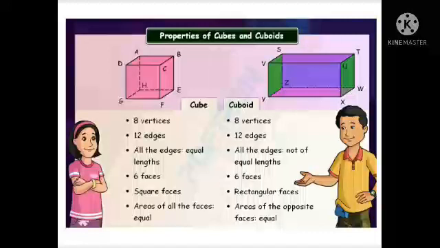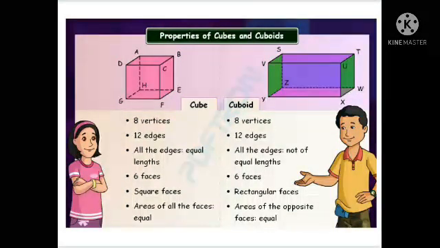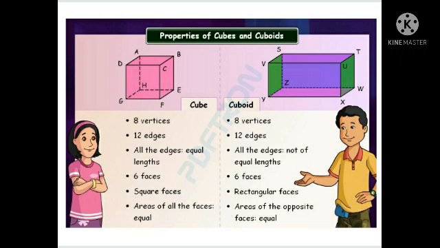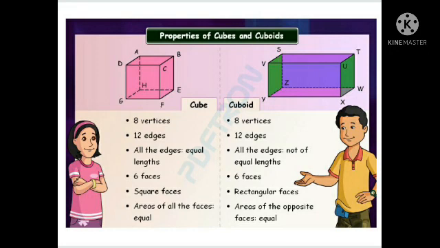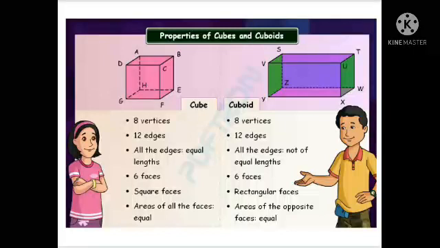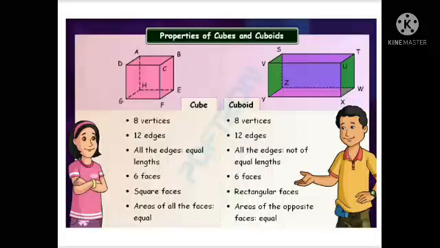These are similar in both cases, but in the case of a cube, all the edges are of equal length. Why is it so? Because a cube is made up of squares, and we know that a square has 4 equal sides, right? And hence a cube will have all the edges equal.